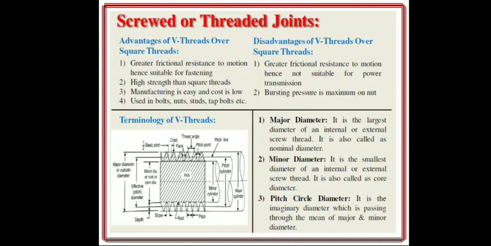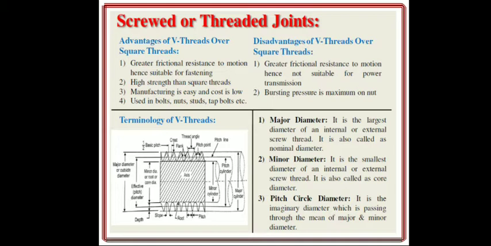Now the terminology of V thread. Here are the various terms we are going to see. The first one is the major diameter. In the diagram you can see external threading and various terms related to that particular diagram. So first we will see the major diameter. What is major diameter? It is the largest diameter of an internal or external screw thread, and it is also called the nominal diameter. As already seen in unit number 4, in the case of a power screw, we have seen the nominal diameter, core diameter and the major diameter. So all these three terms we have already seen in unit number 4 of power screw.